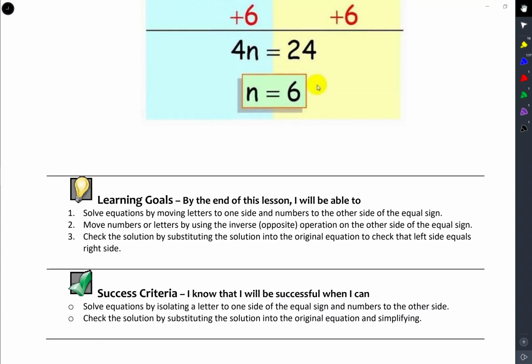Our goals today are to solve equations by more or less moving letters to one side and numbers to the other side of the equal sign. We're going to move numbers or letters by doing the inverse or the opposite operation. Truthfully speaking, what we're doing is the same thing to both sides of the equation, but it often doesn't tend to look like that. And then we finally want to check our work by substituting our solution back into the original equation and seeing if the left side equals the right side.